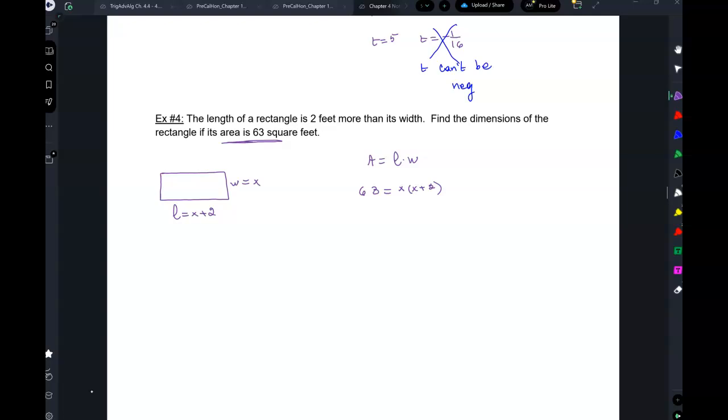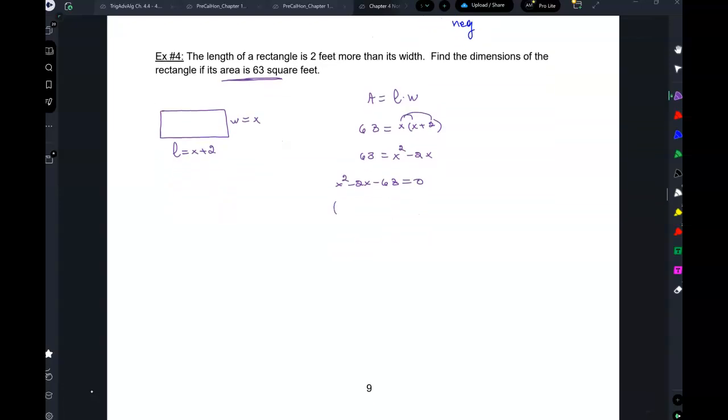Can I just say x is 63 and x plus 2 is equal to 63? No, because it has to be the zero product property. If they're not equal to 0, I can't do that. Which means I have to bring everything to the same side and set it equal to 0. So distribute: 63 is equal to x squared plus 2x. So x squared plus 2x minus 63 is equal to 0. Now I need to factor.